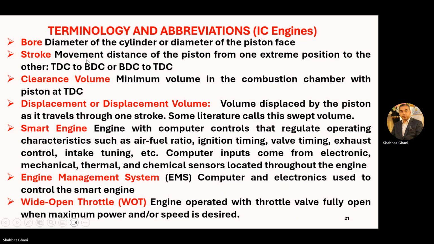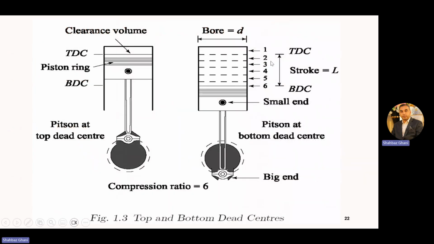Stroke: movement distance of a piston from one extreme position to the other extreme, from TDC to BDC or BDC to TDC. Let's see. If the piston is at TDC and it goes to BDC, then it is one stroke. Or if it goes from BDC to TDC, then it is also one stroke, and stroke is equal to L. Okay.